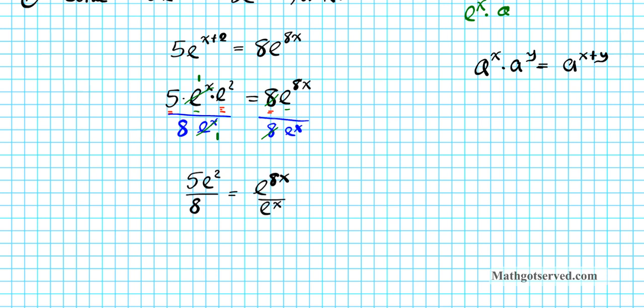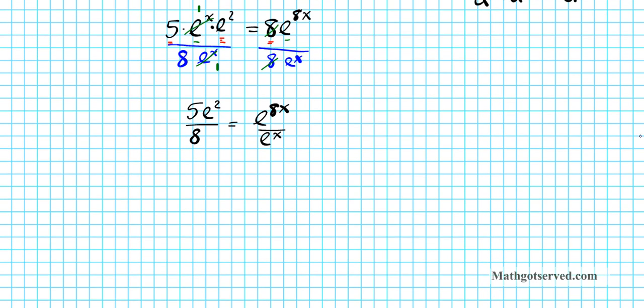Okay? Now let's use the quotient property of exponents to simplify this exponential expression. Remember the rule for that. If you have the quotient of two exponents with the same base, all you simply do is subtract the power of the denominator from that of the numerator. So we're going to apply that here. Use the reflexive property of equality, let me switch it around. We have e to the 8x minus x, e to the (8x minus x), equals 5e squared over 8.